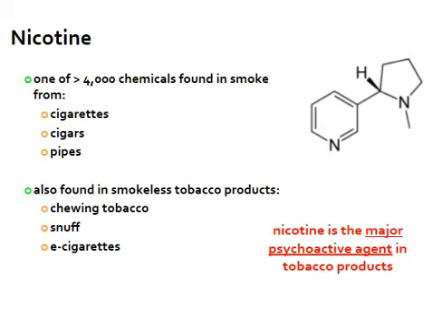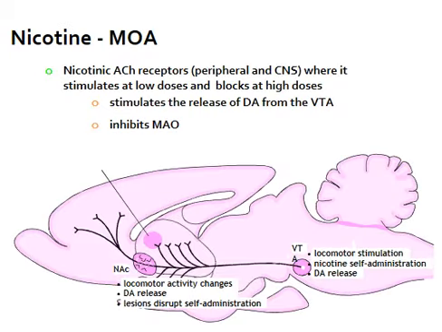Likewise, nicotine, one of probably 4,000 chemicals found in tobacco smoke. You can see it in cigars, cigarettes, pipes, hookahs. Now we've got those electronic cigarettes and chewing tobaccos and so forth. It's all nicotine, and it's the major psychoactive ingredient in any tobacco product. So nicotine is obviously an agonist at the nicotinic receptors. Remember, these are acetylcholine receptors, which can be found in both the periphery as well as the CNS, which is why these drugs are so habit-forming and difficult to eradicate.